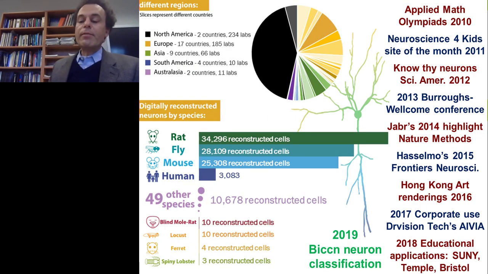Since the beginning, however, the applications in academia and in biomedical research were not the only ones for the data. For many years, these data have been used for a variety of STEM and arts applications, including applied math Olympiads, neuroscience for kids, and a variety of artistic renderings, including audiovisual representations for a play on Wittgenstein, and many more. One of the most recent applications is in aiding the cell census for the BRAIN Initiative Cell Census.